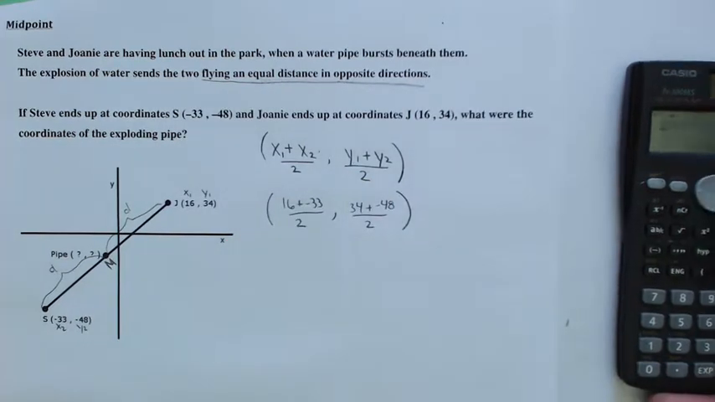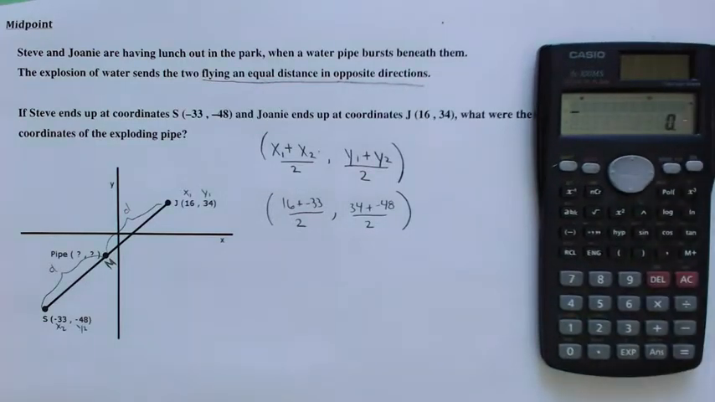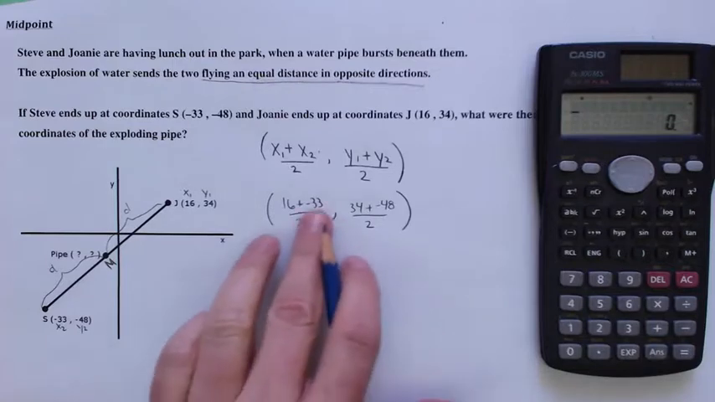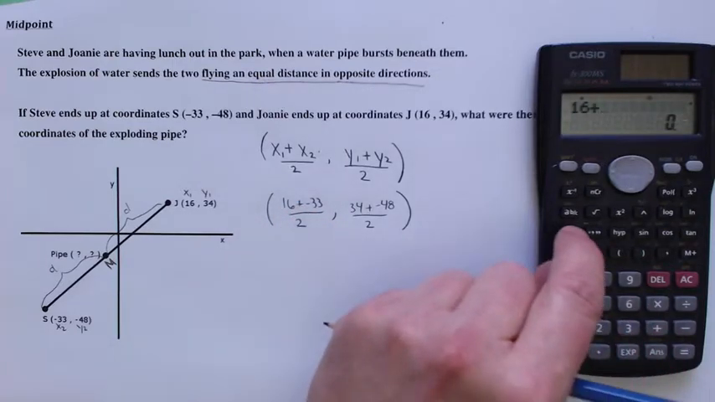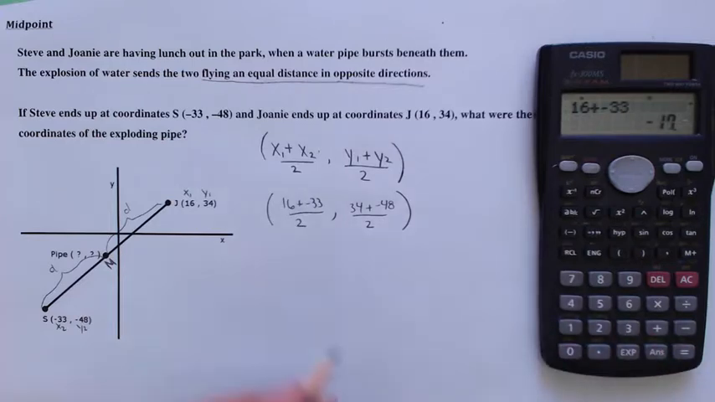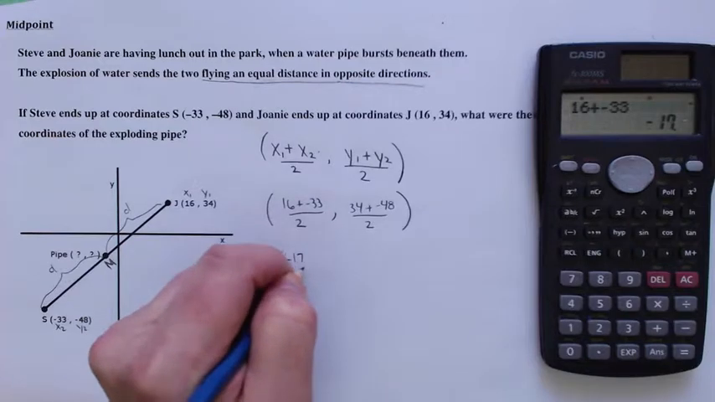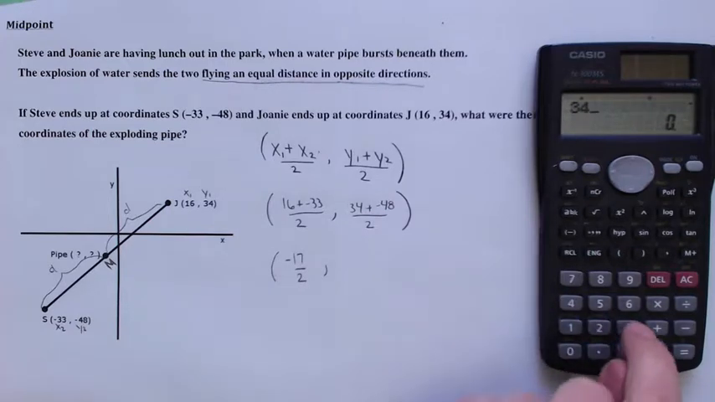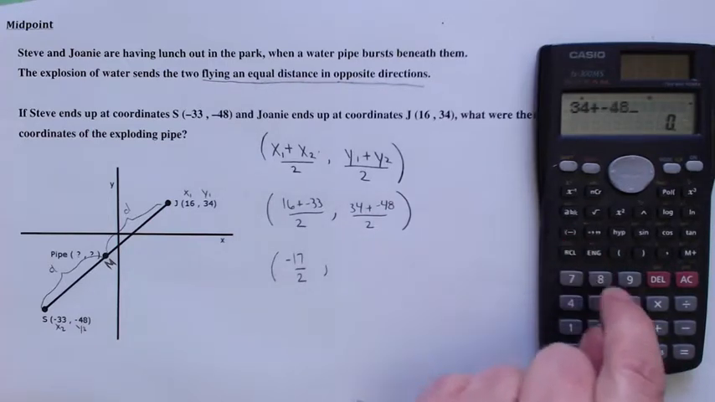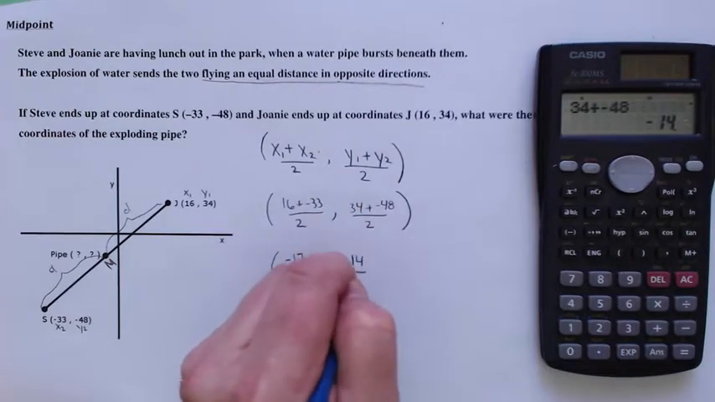So the calculator slides in here. And basically now I just got to crunch this. So 16 plus negative 33, or 16 minus 33, that comes to negative 17, over 2, comma, and now I'll get the top part of this fraction over here, 34 plus negative 48, and that's going to come to negative 14. And that's divided by 2.